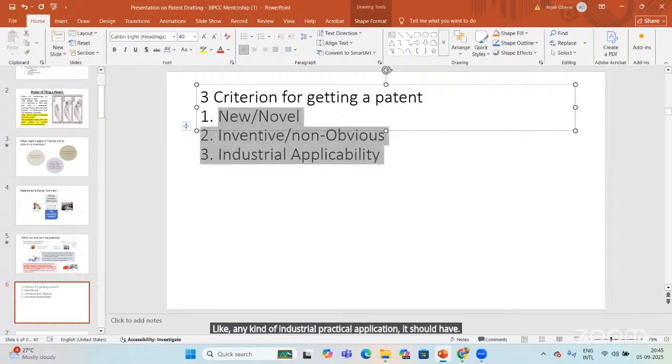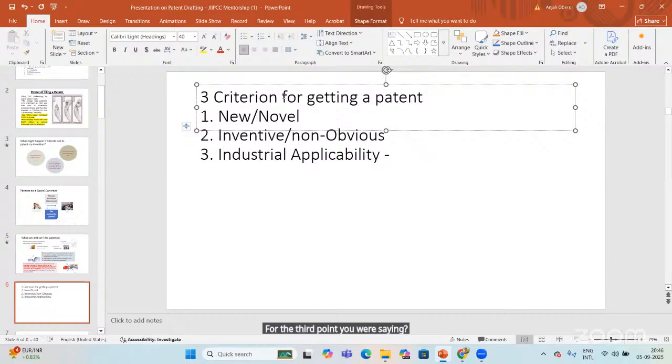Does anyone have any questions around these three? Please feel free to ask. Any questions? Anyone? Yes, sir, there's a question. Good day, sir. I would like you to expound on industrial applicability for the criteria for granting a patent. For the third point you are saying? Sorry, sir, I did not get you. So your question is on point number 3.